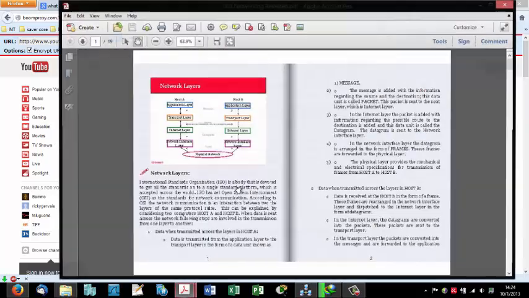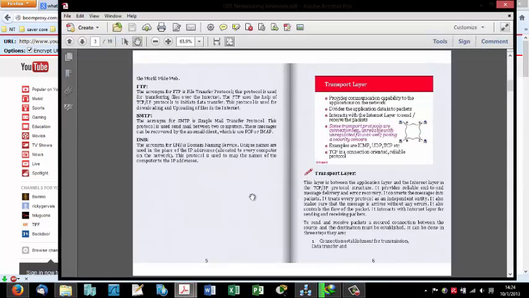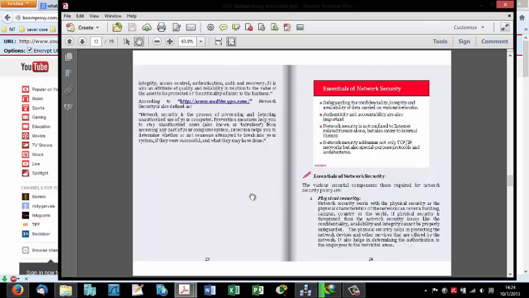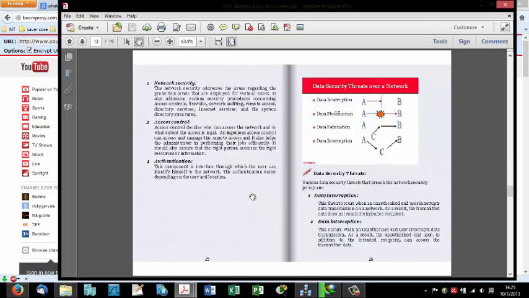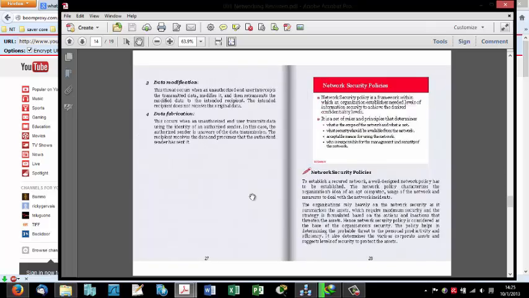Framework is a sketch. So a network security policy is a sketch, not a pencil sketch. It is a design sketch.